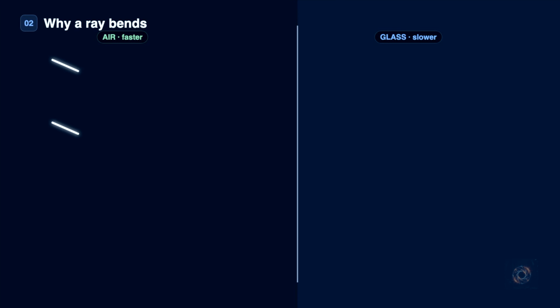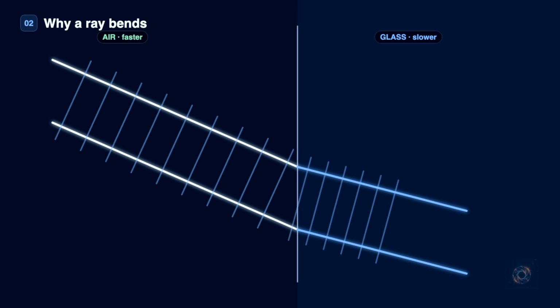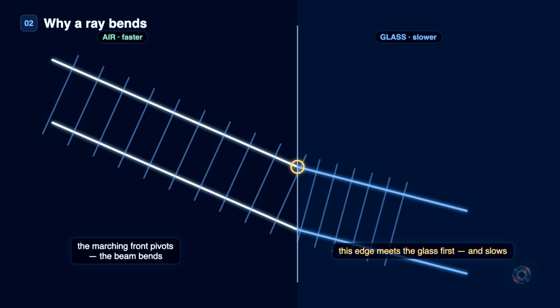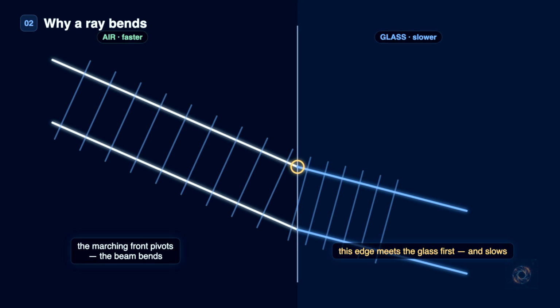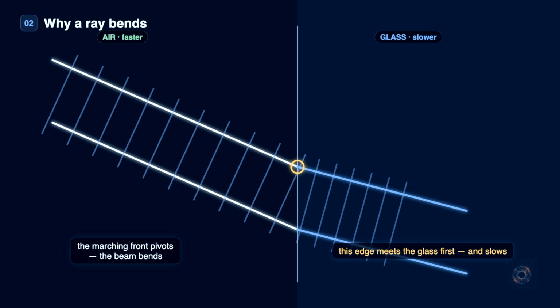Light travels slower in water and glass than in air. When it crosses the boundary at an angle, one side slows before the other, so the beam pivots. That bending is called refraction.